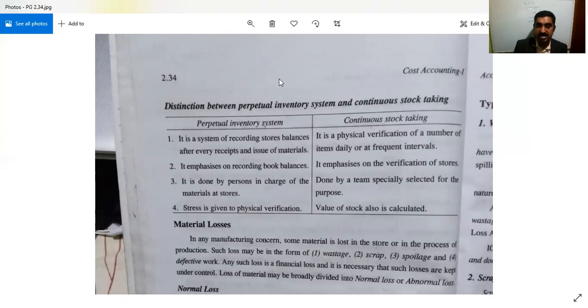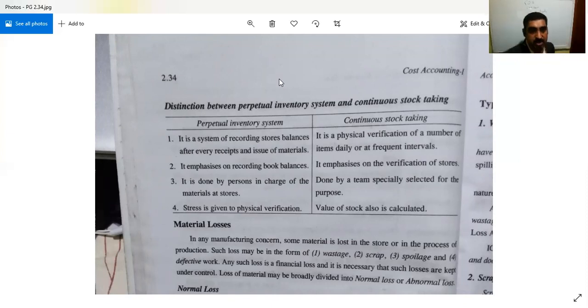Perpetual inventory means a system of recording the store's balances after every receipt and issue of material. ഓരോ ഇഷ്യൂ ഓഫ് മെറ്റീരിയൽസിനും ഓരോ റെസിപ്റ്റിനും ശേഷം verification of the stock. While continuous stock taking, from the name itself, is the physical verification of a number of items daily or at frequent intervals. ഒന്നെങ്കിൽ ദൈനംദിനമായിട്ട് ഇത് ചെയ്യുന്നു, അല്ലെങ്കിൽ frequent intervals. That is continuous stock taking.